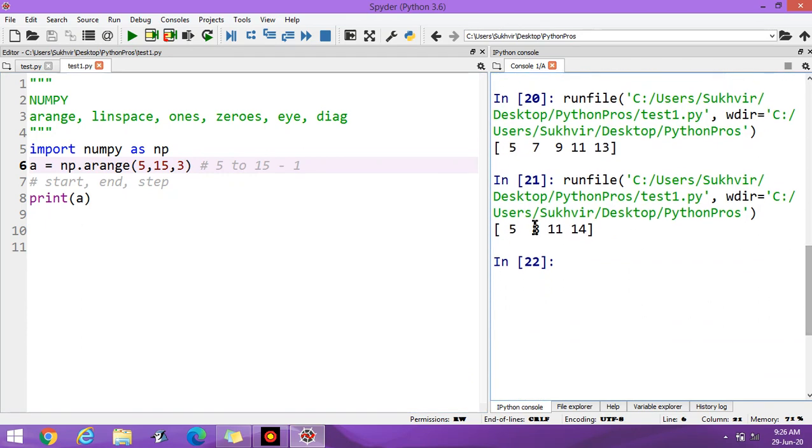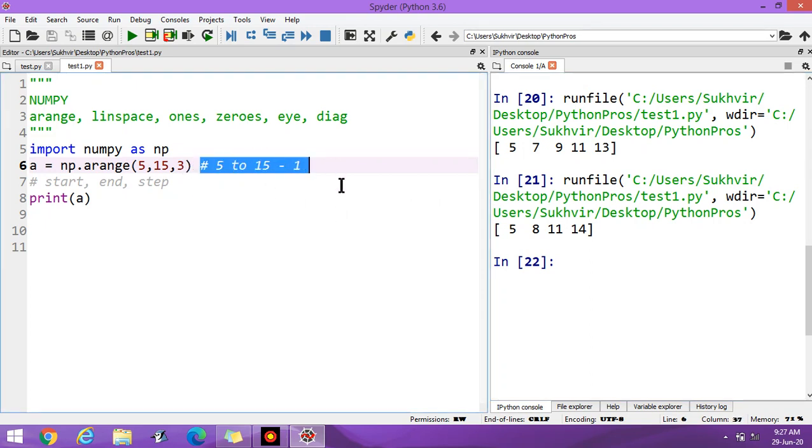Basically, we are developing arithmetic progression. 5, 8, 11 and 14. It is similar to an AP. If you know about mathematics, AP is arithmetic progression. The common difference is the same. Here, basically 3 is the common difference.